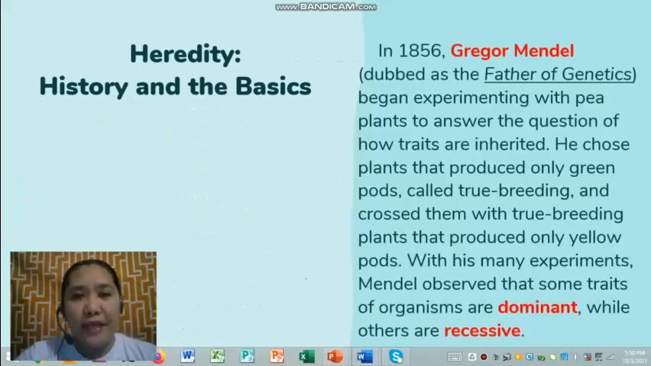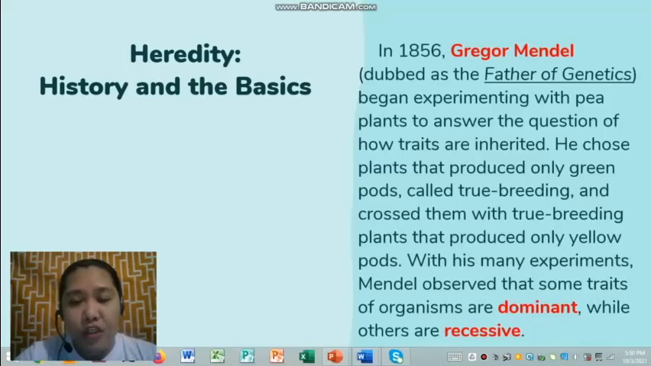When we talk about heredity and genetics, it is essential that we mention the name of Gregor Mendel, which we dubbed or called as the father of genetics. It is because of his extensive study about pea pods that we have come to know about how traits are passed from parents to offspring.